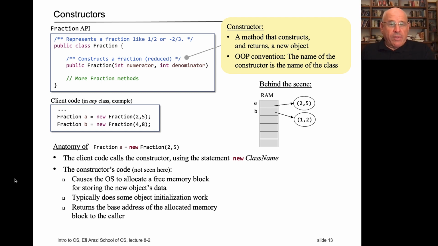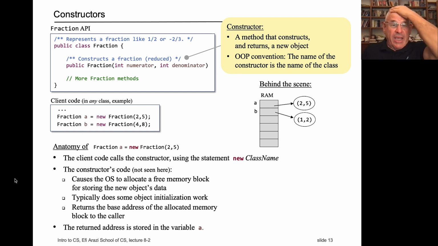And in a minute, we will see why this actually makes perfect sense. Indeed, the address which was returned by the constructor is stored in a, right? Because that's what we said. We said fraction a equals new Fraction whatever. So as you see from the picture, now a points at the newly constructed object.